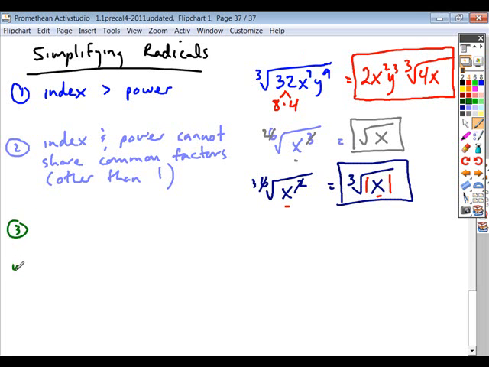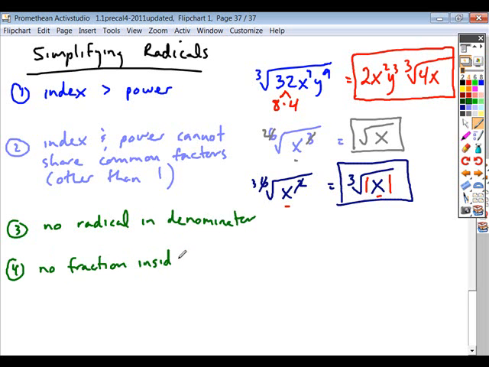And then the third and fourth rule we're going to talk about in the last section of this chapter, but these have to do with the fact that there's no radical in the denominator of a fraction, and there's no fraction inside a radical. These are basically saying the same thing, and if either of these conditions is met, we need to rationalize the denominator, which again most of you have probably done for square roots.